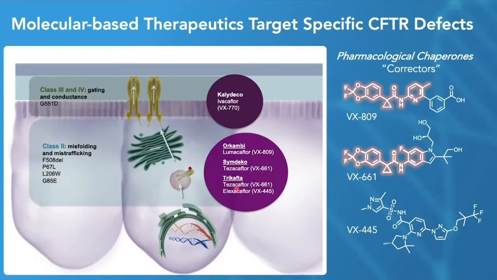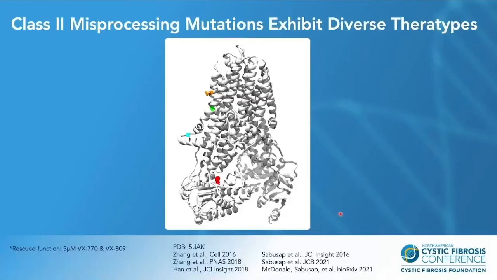While all of these correctors restore processing of mutant CFTR, one important point to highlight is that the CFTR misprocessing mutants don't all respond to the same degree to these drugs. This is described as having distinct theratypes.